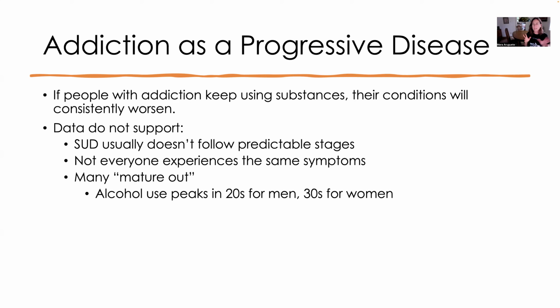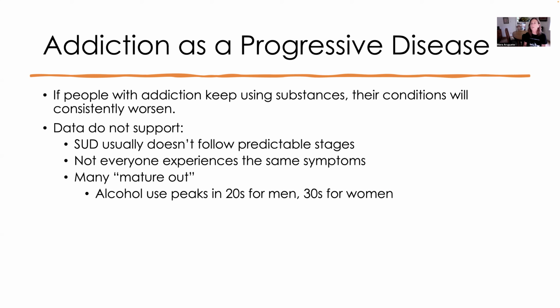In fact, even the symptoms that you experience, we've got 11 or so symptoms in the DSM-5. People get different symptoms and different combinations of symptoms. So we can't really predict it in that way where for everybody it does that progressive thing. On top of that, and this is interesting, even without treatment, generally people with alcohol use anyway tend to mature out.